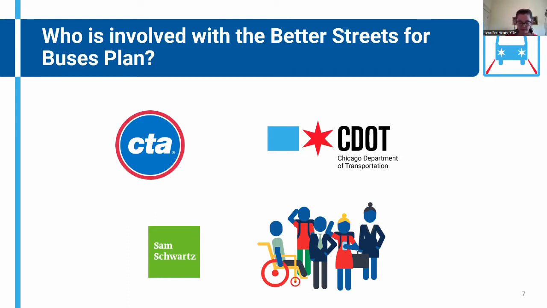Better Streets for Buses focuses on the overlap between the two agencies, the street, sidewalk, and signal infrastructure that can impact bus riders. The project is supported by a consultant team from the firm Sam Schwartz. And last but certainly not least, it is our hope that you and many other Chicagoans will be involved with shaping the Better Streets for Buses plan. And we're glad all of you are here to learn more about it.